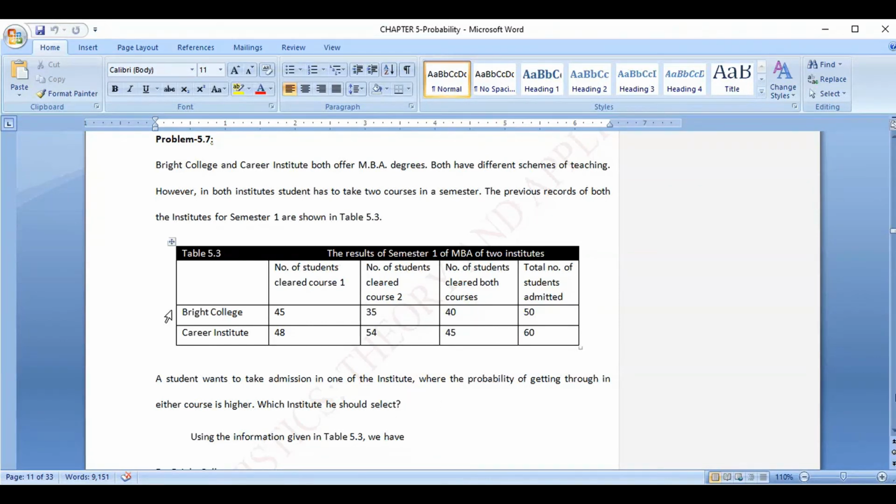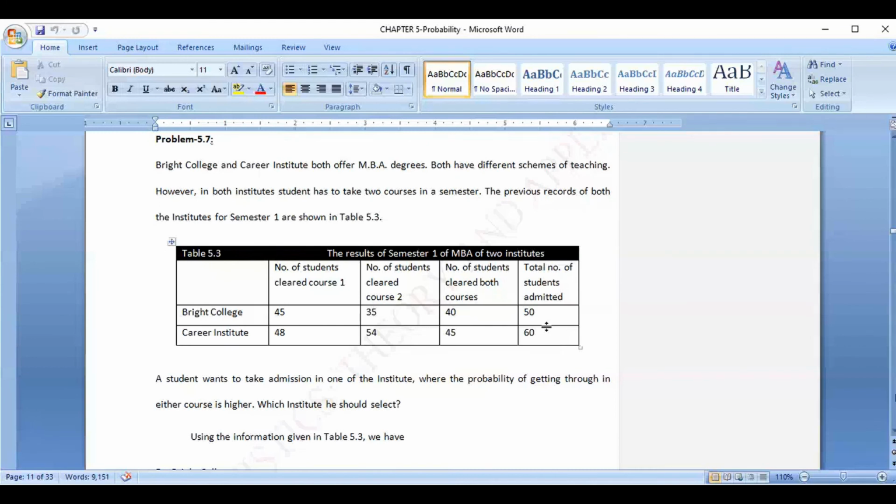There are 2 institutions here, Bright College and Career Institute. Both of them are offering MBA degrees. Their past records based on 2 courses are shown here. Number of students appeared for course 1 in Bright College is 45. Number of students appeared for course 2 in Bright College is 35. Number of students appeared for both courses, that's also possible. Like you are admitting here, various courses you are taking, then there will be many common students between the courses. So the total number of students admitted is 50.